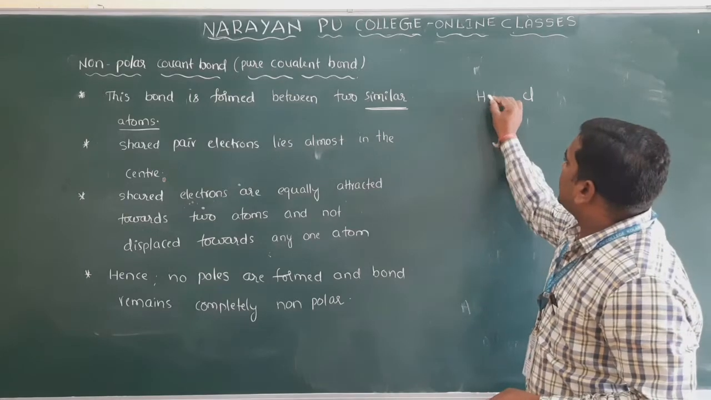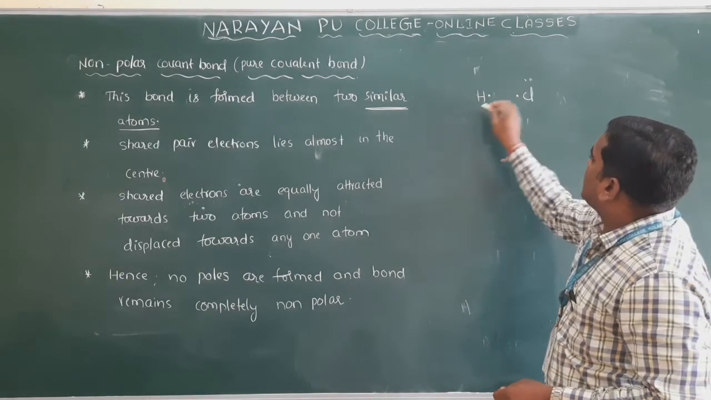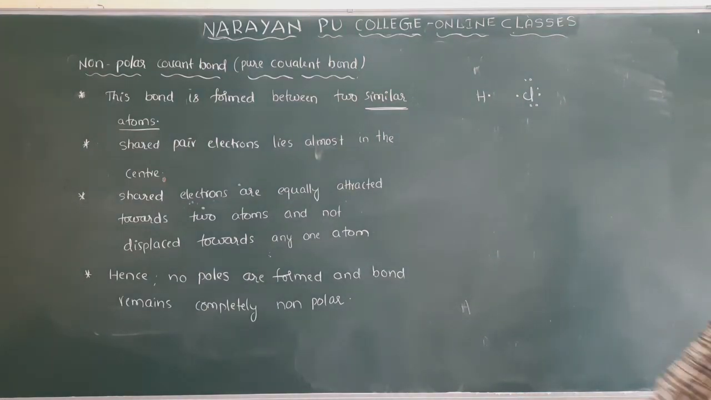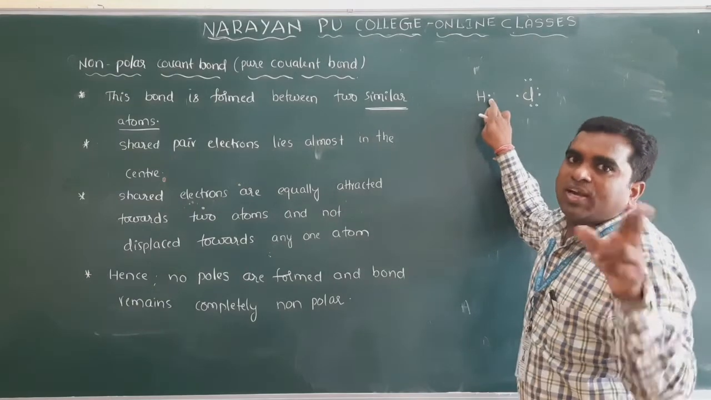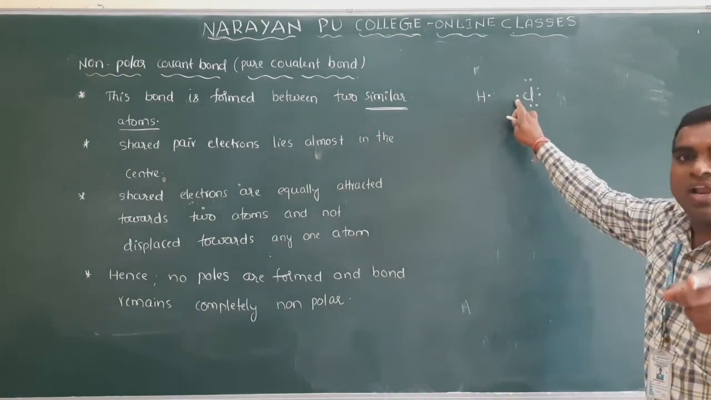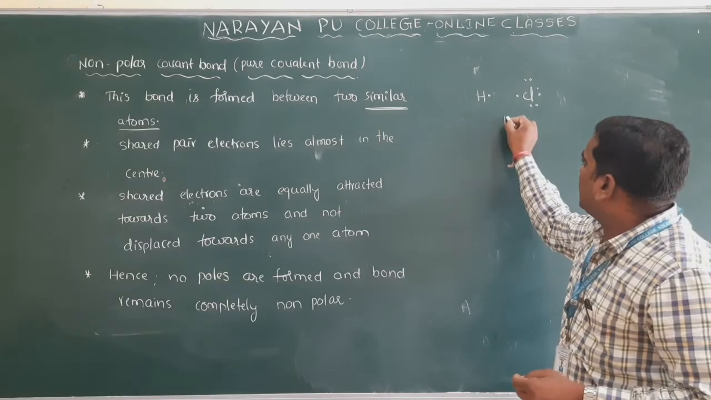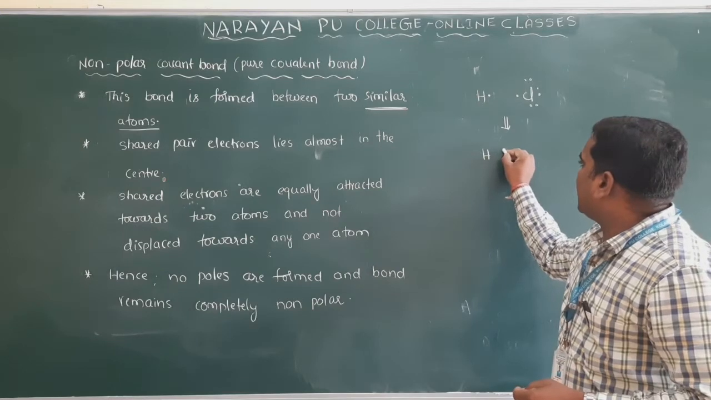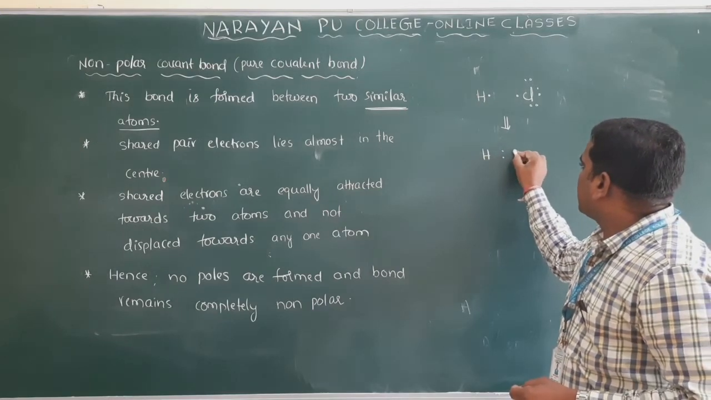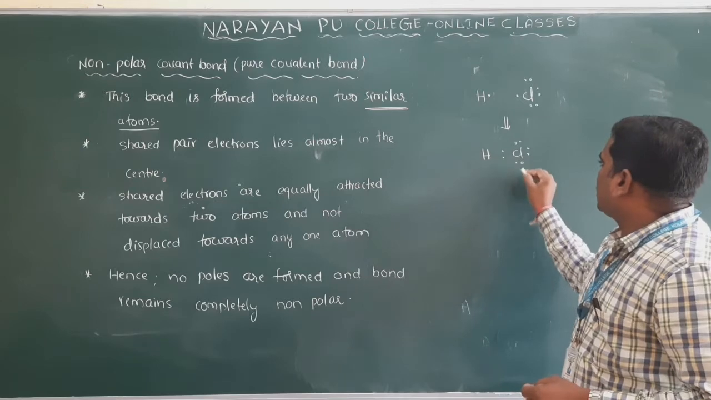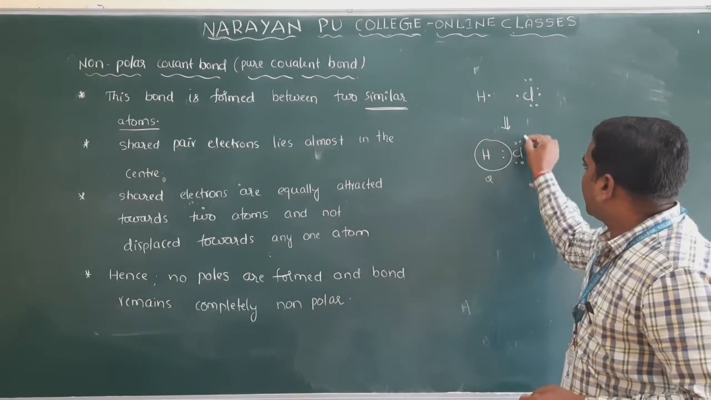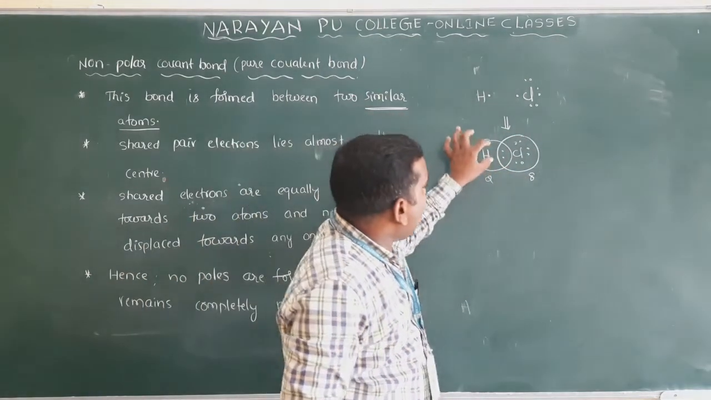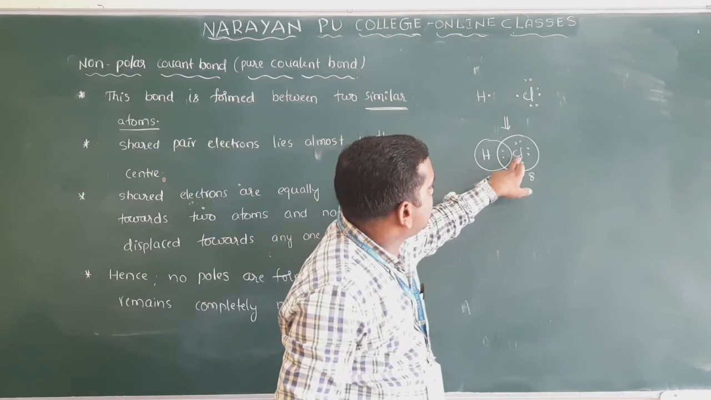Clear? You know that hydrogen has one valence electron, and chlorine has 7 valence electrons. Hydrogen needs one electron to get the doublet, and chlorine needs one electron to get the octet. Then what will they do? They will share these two electrons. Then hydrogen gets a doublet and chlorine gets an octet. Both are stable, and thus one pair of electrons is shared between the two atoms.